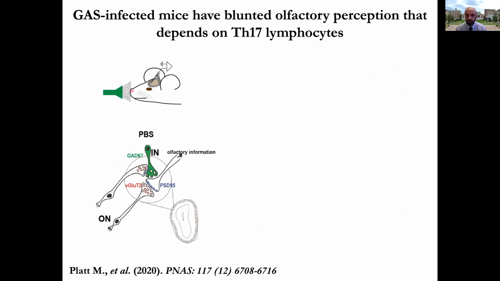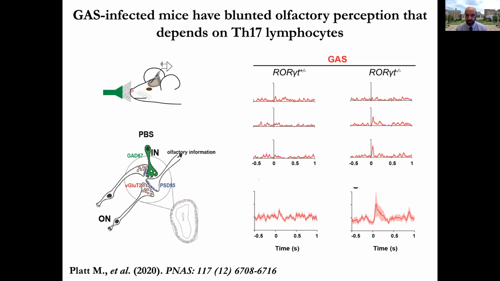But things look different in the context of group A strep infections. So you can see here on the left, in mice that have Th17 lymphocytes, no matter how much we increase the concentration of the odor, we see no response. This is simple noise. However, in the mice that are deficient for Th17 lymphocytes, there is a rescue in neuronal activity.